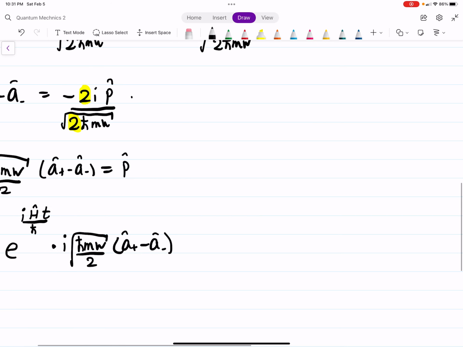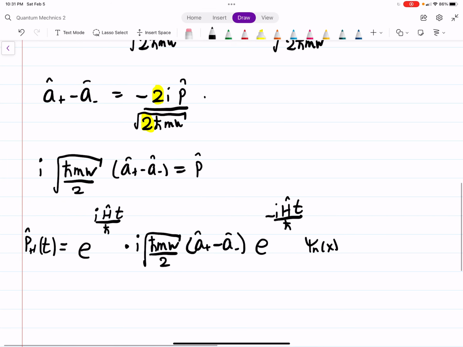Okay. And then we have just our normal U, not complex conjugated. And then psi sub n of x. I forgot, I should multiply both sides by psi sub n of x. We can also do this. There we go.